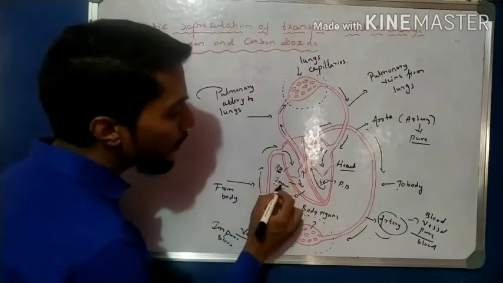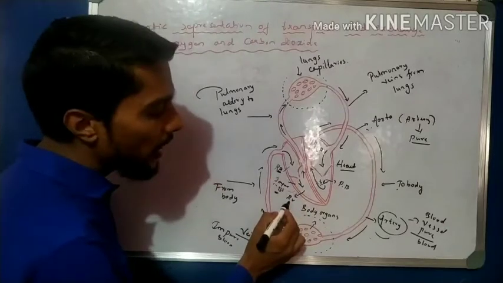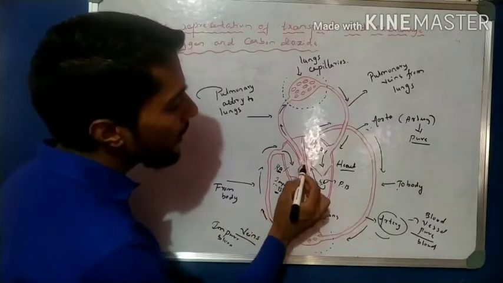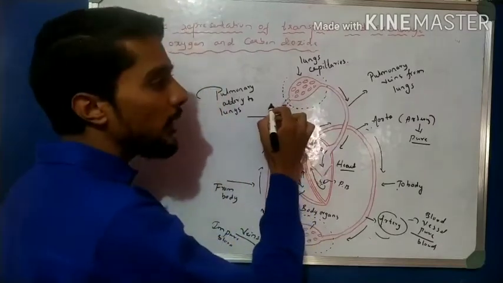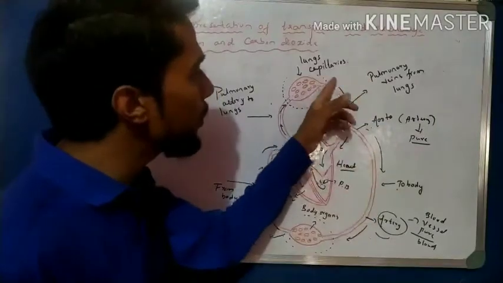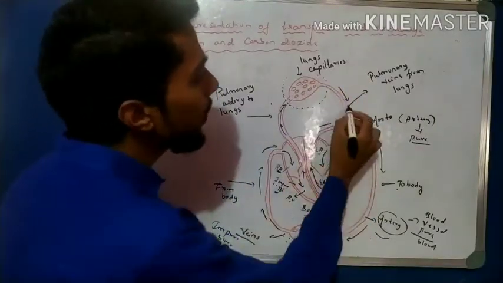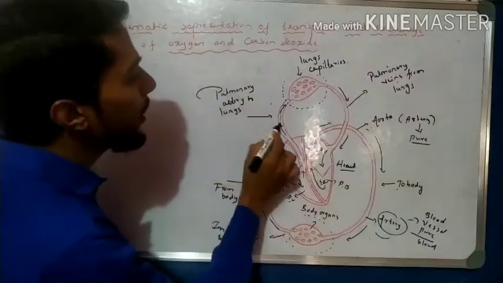enters the right atrium, which contains impure blood, then goes from the right atrium to the right ventricle, and contraction takes place, and the blood is sent into the lungs. So in the lungs, the deoxygenated blood is oxygenated, then it is again transferred to which one? This is nothing but what? Pulmonary veins. Pulmonary veins carry pure blood, and the pulmonary artery carries impure blood.